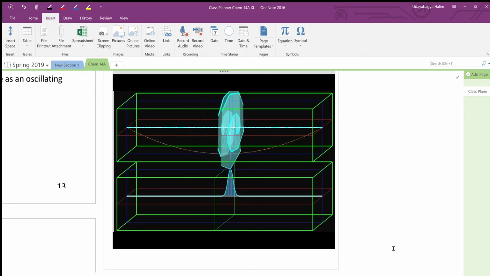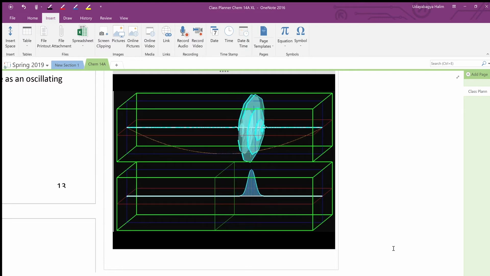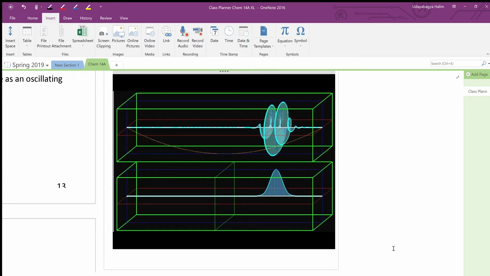And what we perceive as a probability distribution is basically this thing here, which is the amplitude squared of the wave itself. And it just kind of oscillates back and forth. So that's more or less the quantum mechanical picture of what it's doing.